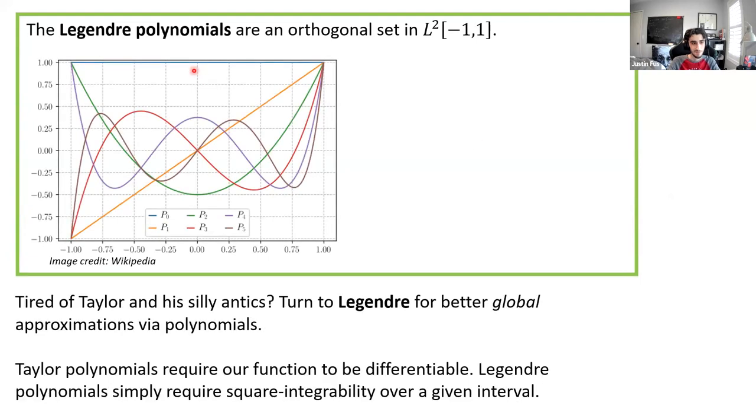So let's talk very briefly about some other ways you can approximate things. The Legendre polynomials are an orthogonal set in L2 from negative 1 to 1. They are a bunch of polynomials that help approximate other functions that are defined on this interval. They do much better than Taylor polynomials at approximating globally. Taylor polynomials require the function to be differentiable at a point and taking infinitely many derivatives from there. Legendre doesn't need that differentiability condition. It doesn't even have to be continuous. As long as you can take the integral, you can approximate it using these polynomials.